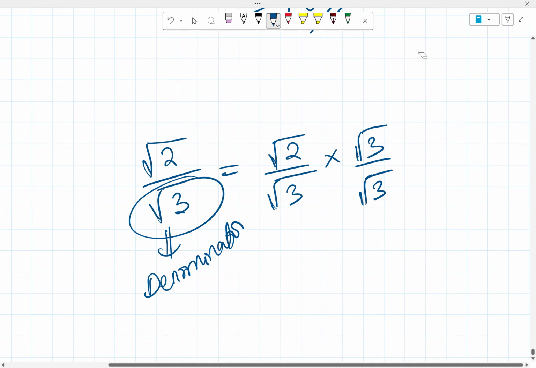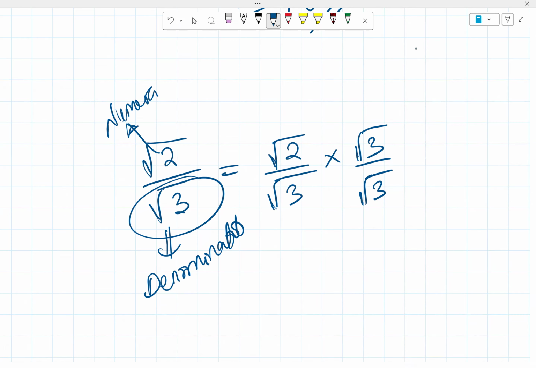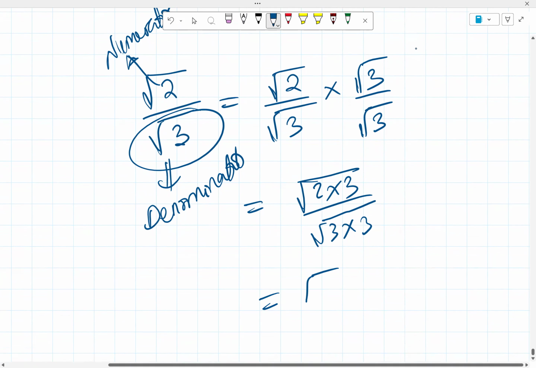Denominator, not the numerator. Okay, the focus is on the denominator. So that's why I think this is even very good that I'm doing this, so you don't get confused about that. So here now you have root 2 times 3 all over root 3 times 3. So root 2 times 3 is root 6, and that cannot be simplified further. Root 3 times root 3 is root 9.